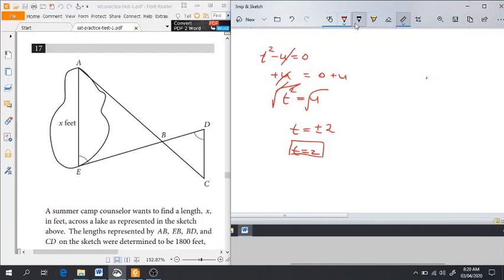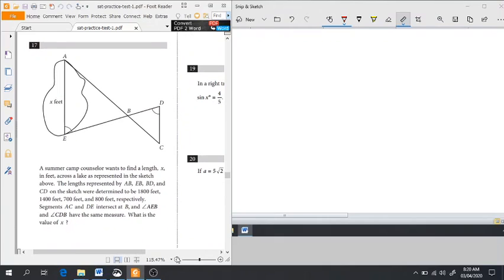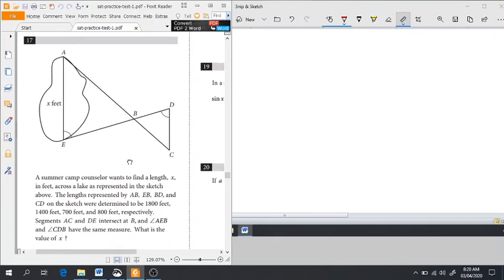Alright, so let's solve question number 17.